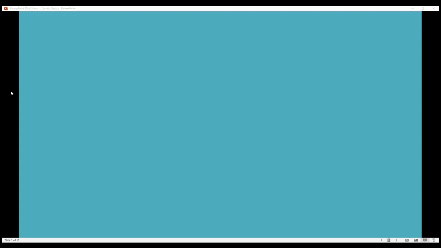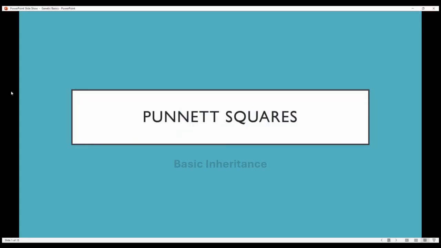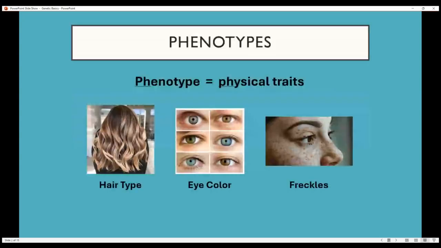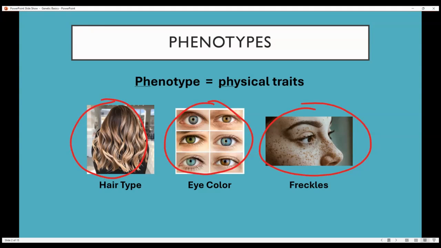In this video, we'll be learning about Punnett squares, basic inheritance. So let's start off with phenotypes. A phenotype is the physical traits that you can see, such as hair type, eye color, or freckles. So any kind of trait that you can physically see is the phenotype. Think phenotype, physical.